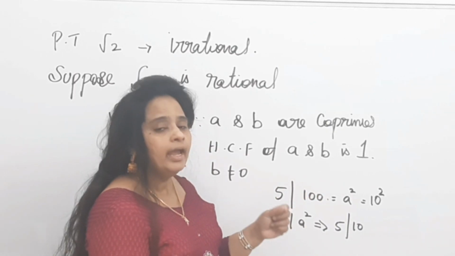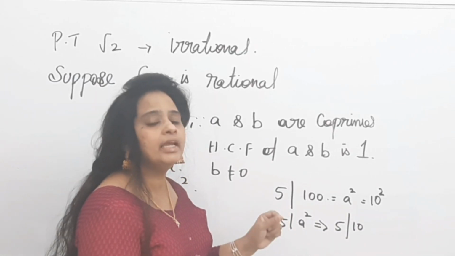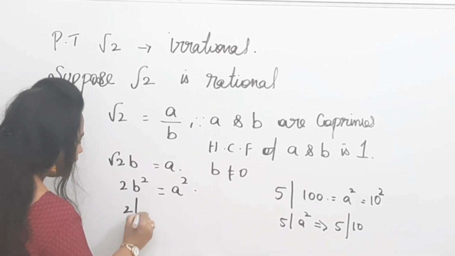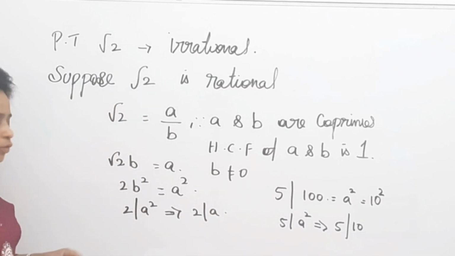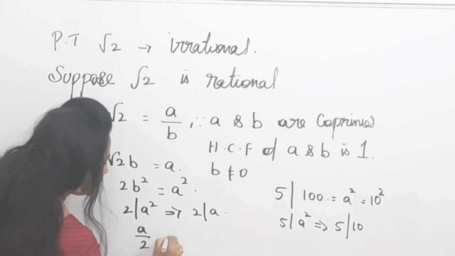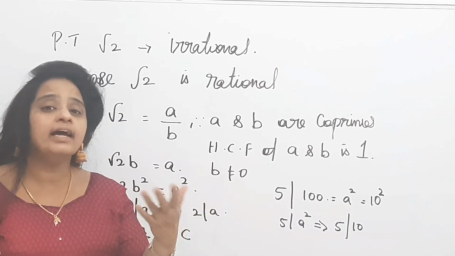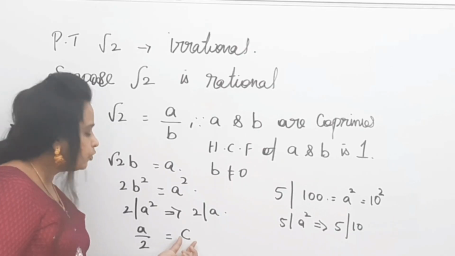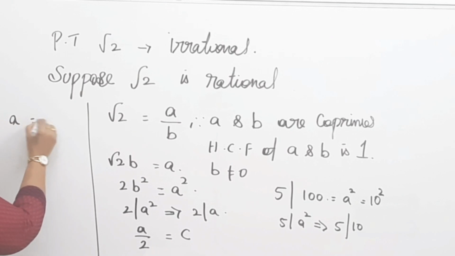So, this is a theorem. If p is a prime number and p divides a square, then p also divides a. Because of that, I can say here 2 divides a square implies 2 divides a also. So when 2 divides a, I can write a divided by 2 is equal to some integer. Dividing means we get a quotient, so that is equal to c. Now how can I write this? That is a is equal to 2c.